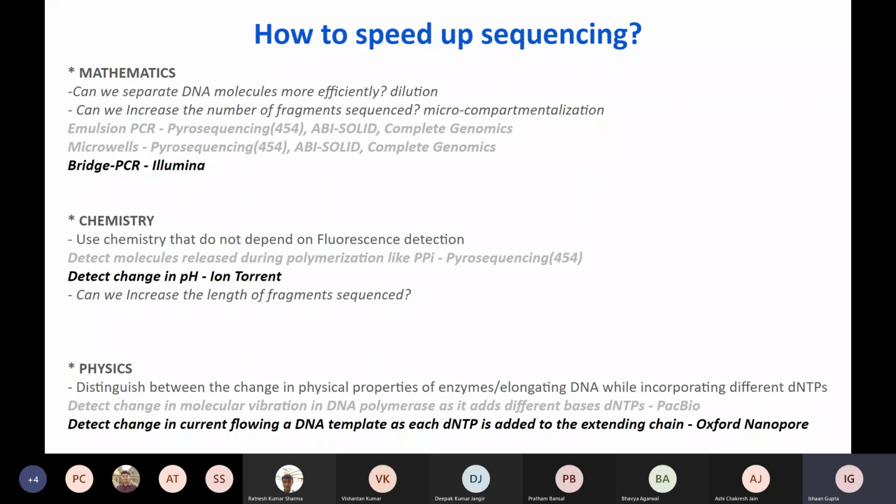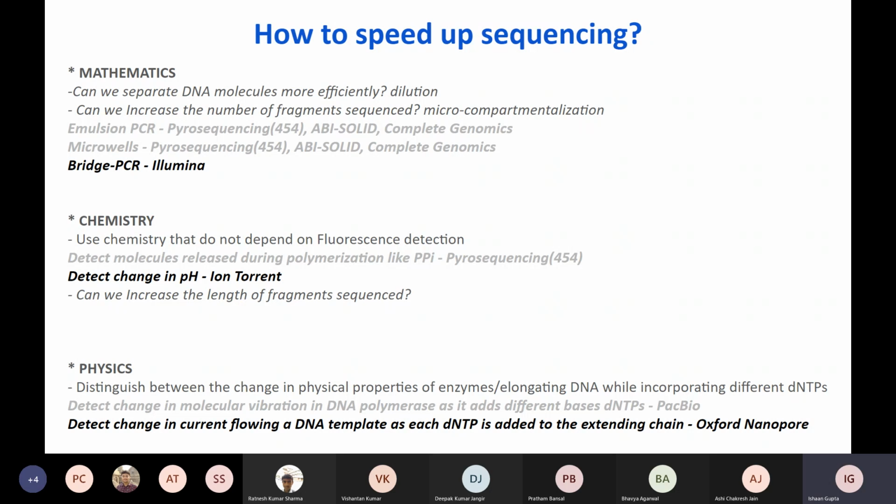And they went back to the very basics of how sequencing happened. That's why I was walking you through how they actually perform shotgun sequencing. They went back to first principle thinking, and they took the advice of mathematicians, chemists, and physicists. These are the questions they wanted to answer in order to speed up sequencing. The first question was, can we separate DNA molecules more efficiently? Earlier, the DNA molecules were being separated by the process of cloning.